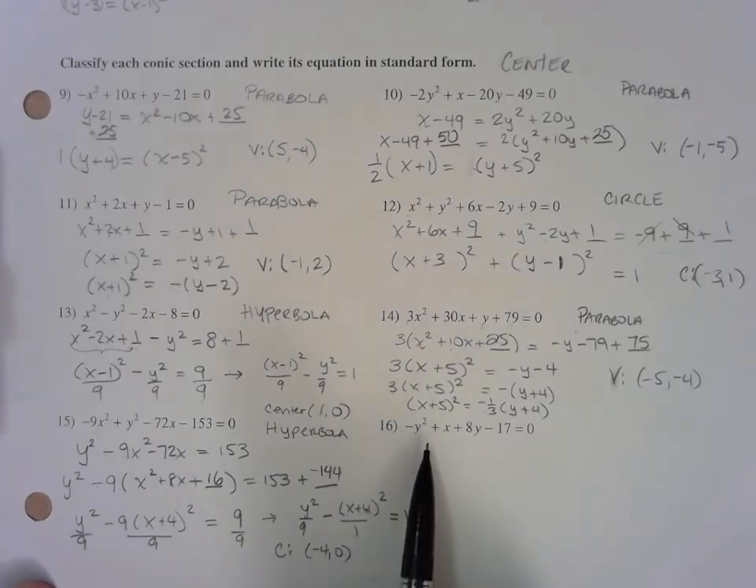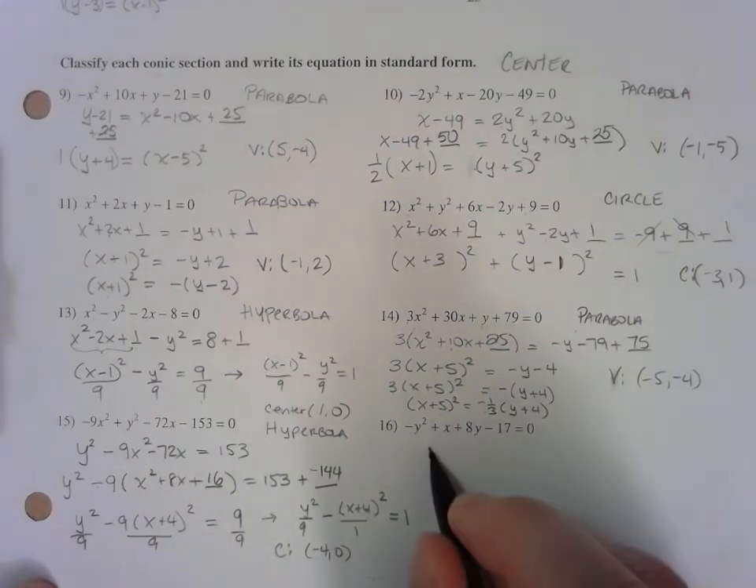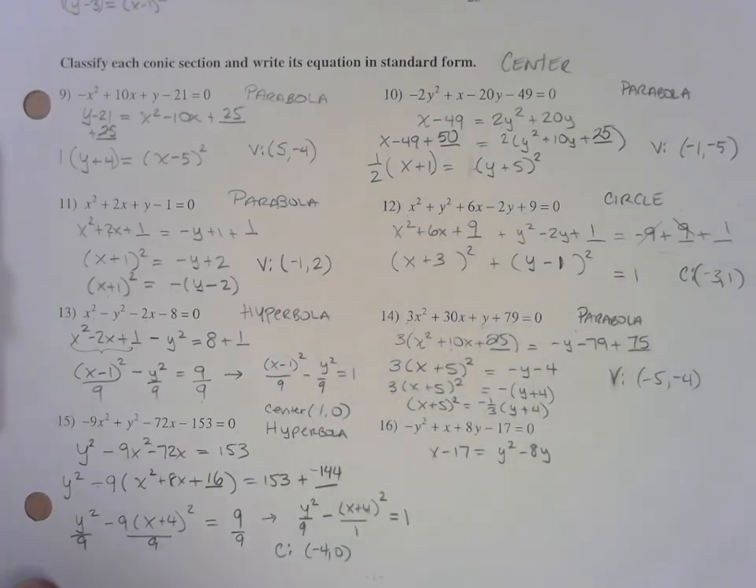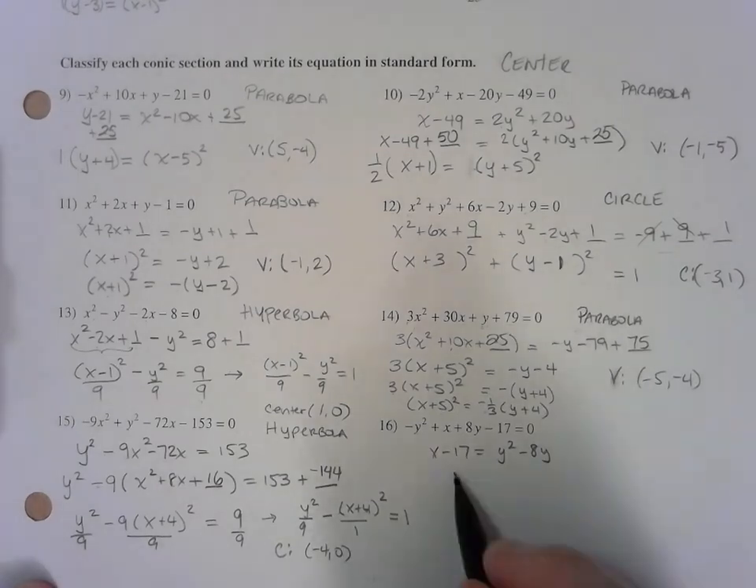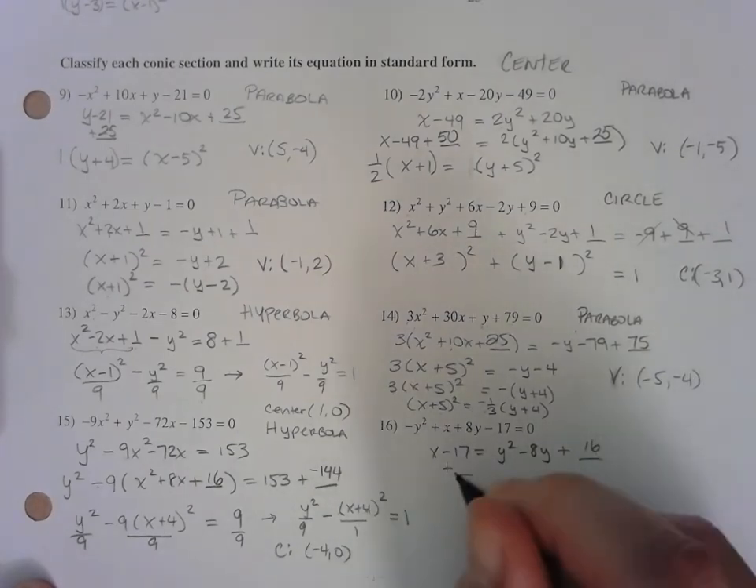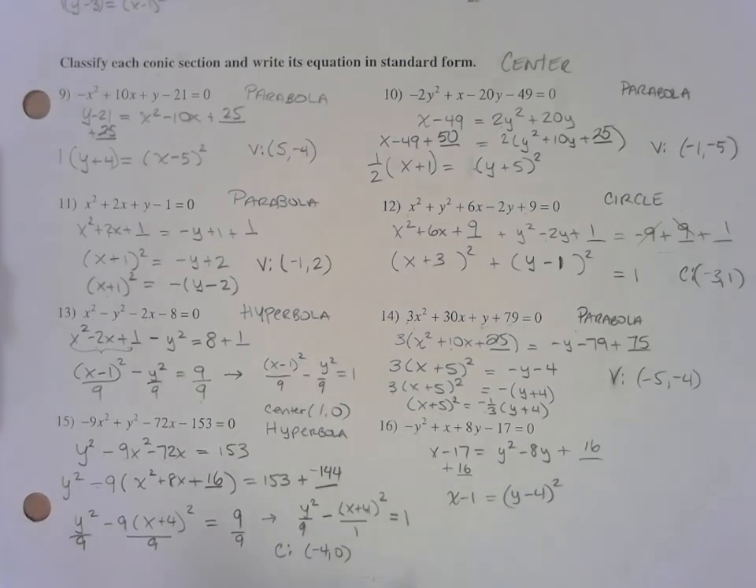Our last one is another parabola. How do we know this? I have one quantity that's squared and nothing else. We always like our squared quantity to be positive. So I'm going to keep the x and the 17 on the left. I'm going to move the y squared and the 8y across the equals. I'm going to add a constant to both sides to complete the square. Divide by 2, square it, and add that value to both sides. Our completed square, our perfect square trinomial, is now rewritten as a binomial square.